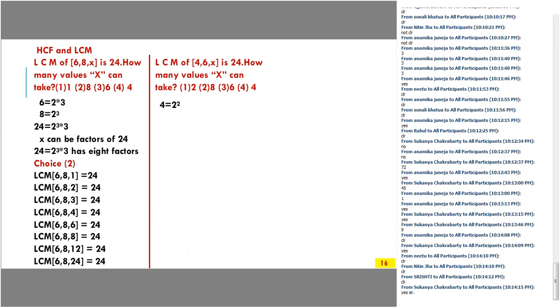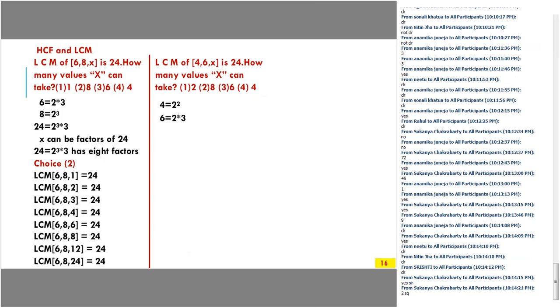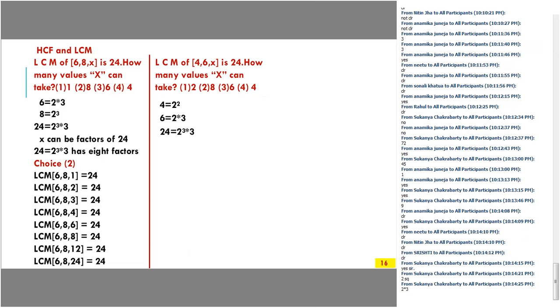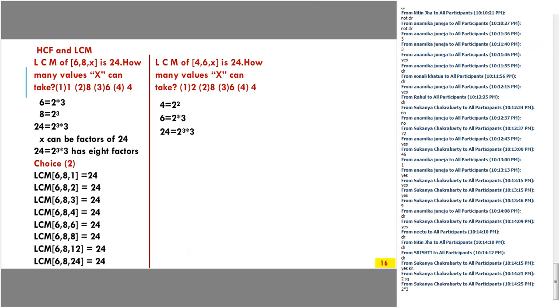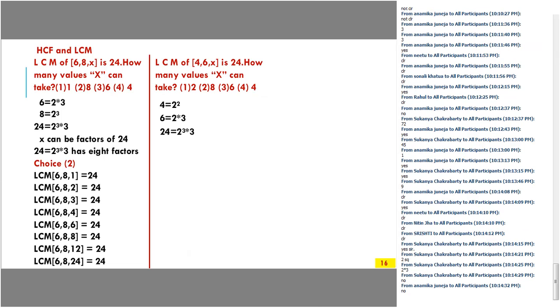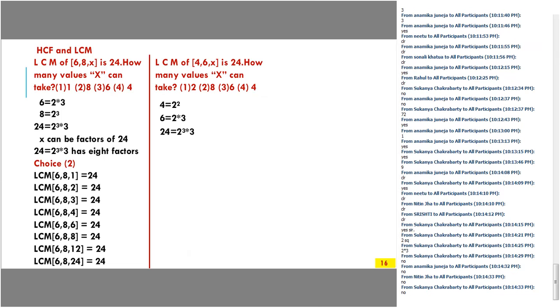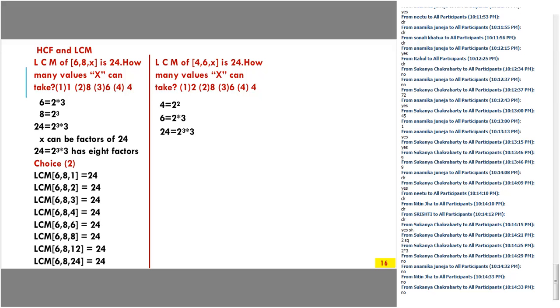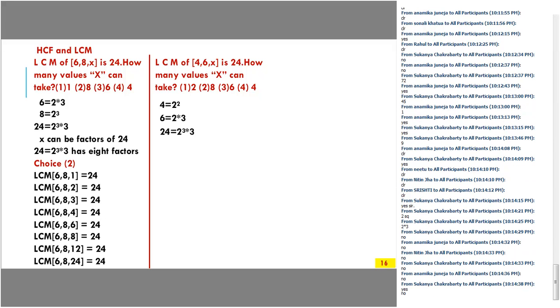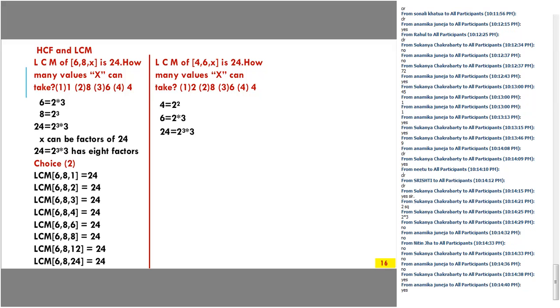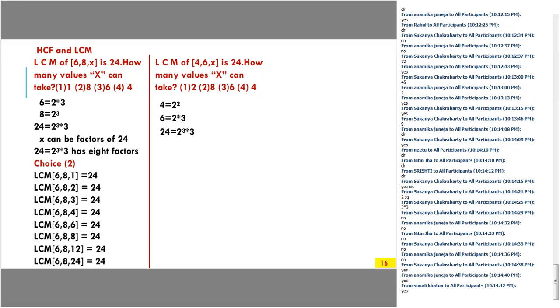What is 4? What is 6? What is 24? Is 2 cubed present in 4? Answer the question. Is 2 cubed present in 6? So X should definitely contain 2 cubed or not?